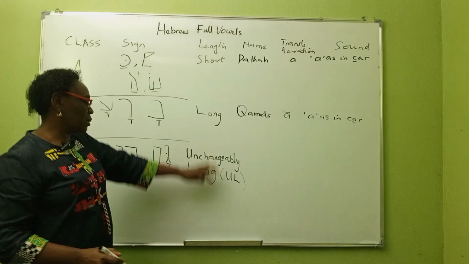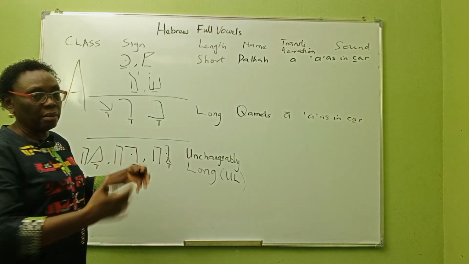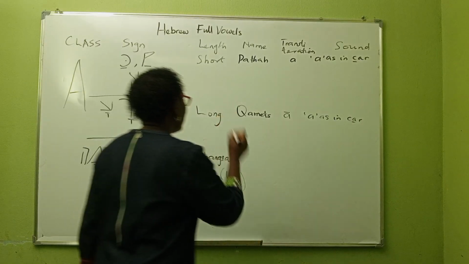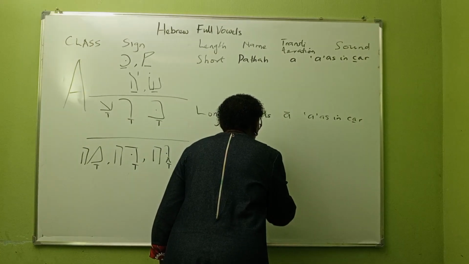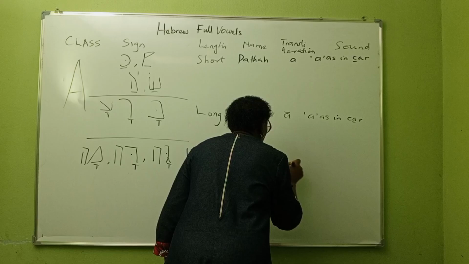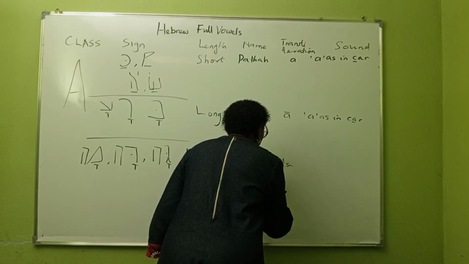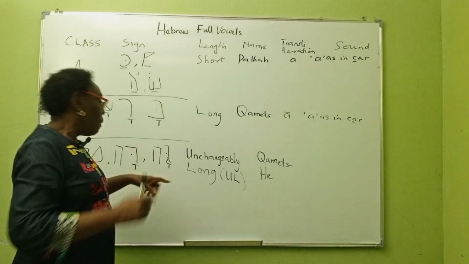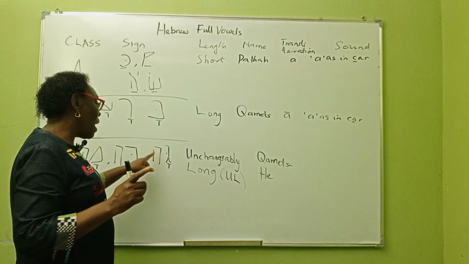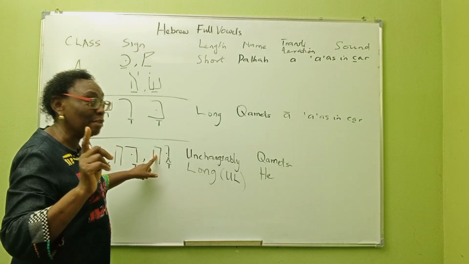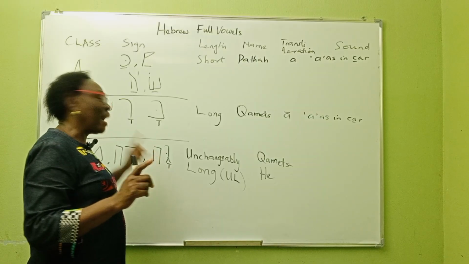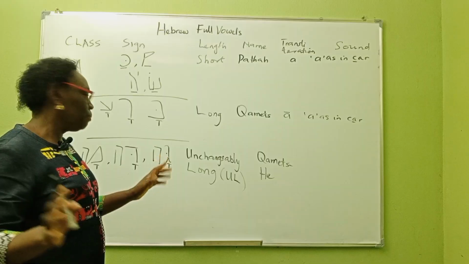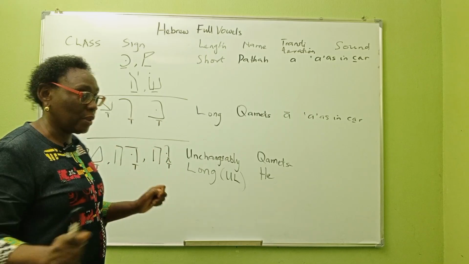Unchangeably long, because so take note because we'll find more of them in the other classes. Unchangeably long. In terms of name, it's called Kamet. You put a hyphen, Kamet Hey, because you see both the Kamet and Hey are together. The Hey in this case is not acting as a consonant anymore. It goes together and it's a vowel. Please don't ever confuse it. It goes as what? A vowel.